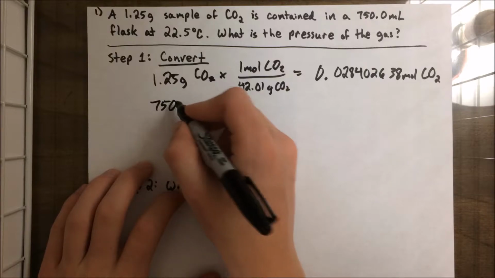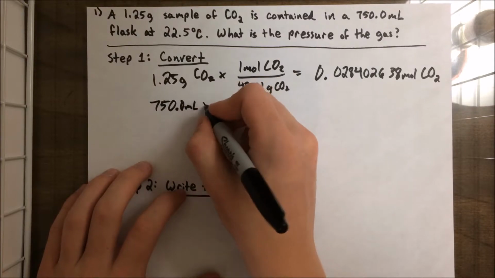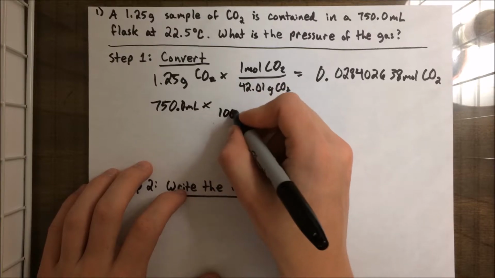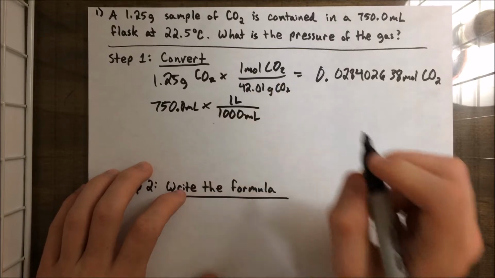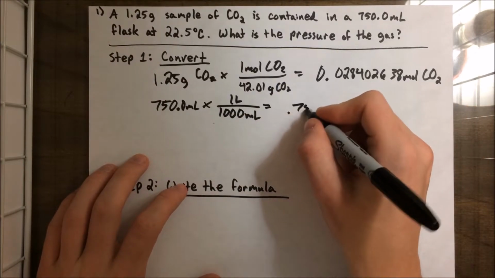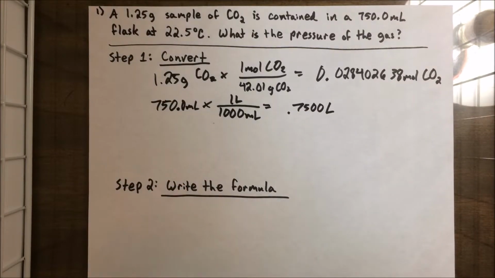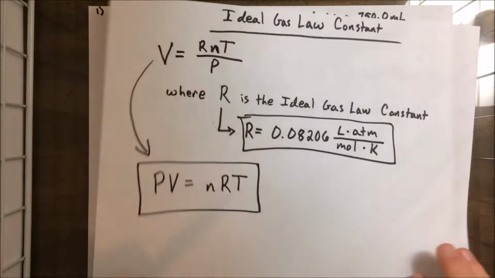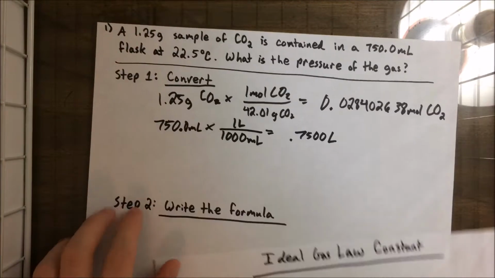And then the other thing we need to convert is 750.0 milliliters times the conversion factor of 1,000 milliliters in every 1 liter. Then we get 0.7500 liters. We have to do that, if you remember, because of the ideal gas law constant. It says we have to have it in liters, so that's why we converted.